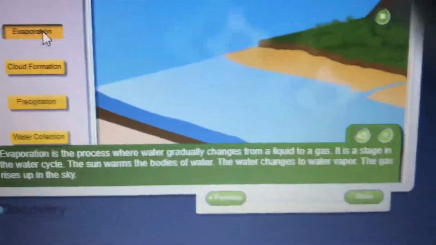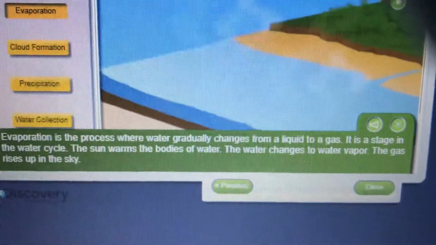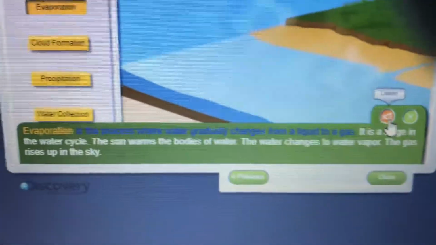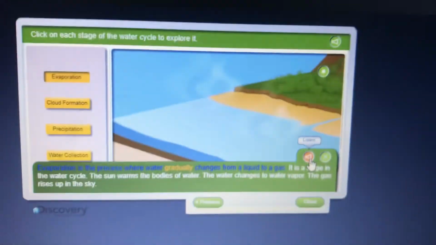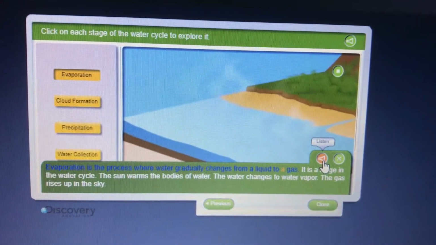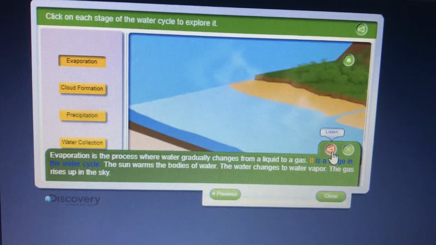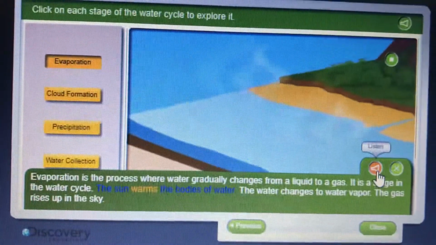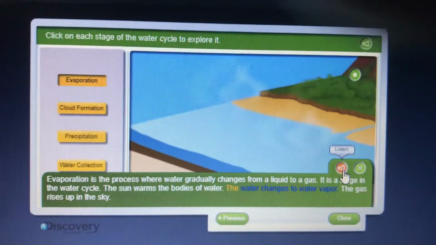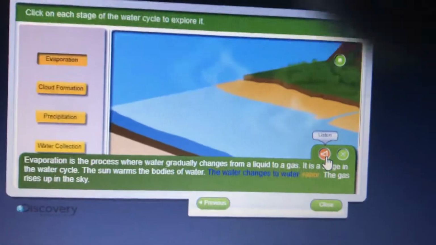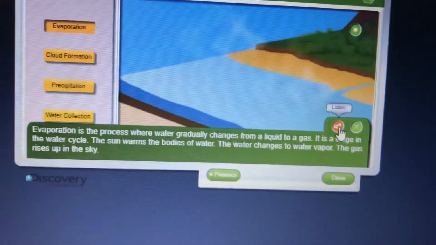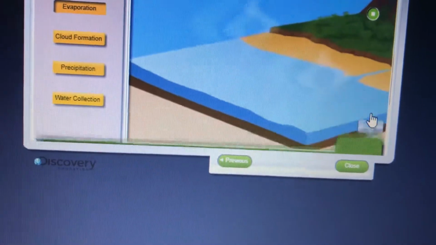Wait, let's read this. I can't get the thing there. There we go. Evaporation is the process where water gradually changes from a liquid to a gas. It is a stage in the water cycle. The sun warms the bodies of water. The water changes to water vapor. The gas rises up in the sky. Alright, so let's get out of that one.